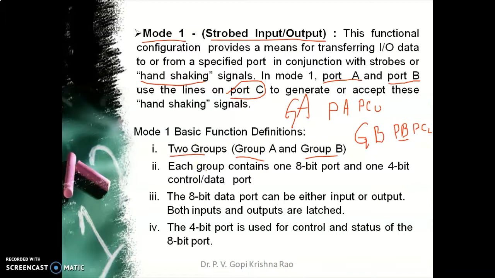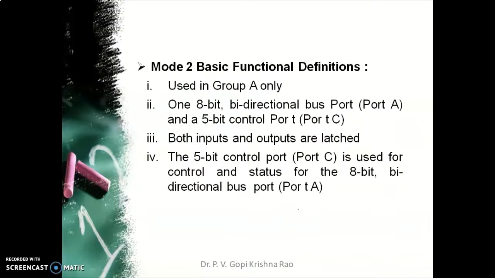These 8-bit ports, typically port A and port B, can be an input port or output port. In this case, both the inputs and outputs are latched, whereas in mode 0 of operation only outputs were latched, inputs were not latched. In mode 1 of operation, which is handshake mode, to provide a clear authentication of data transfer, both the inputs and outputs are latched. There are two 4-bit ports, port C upper and port C lower, that are used to provide the control and status information of port A and port B.